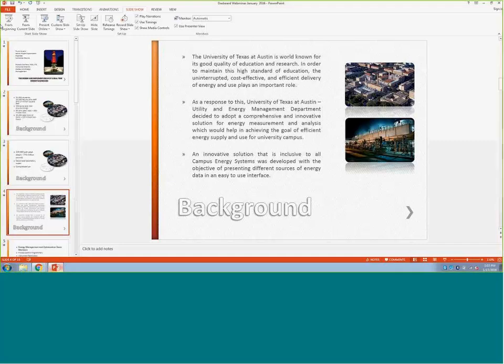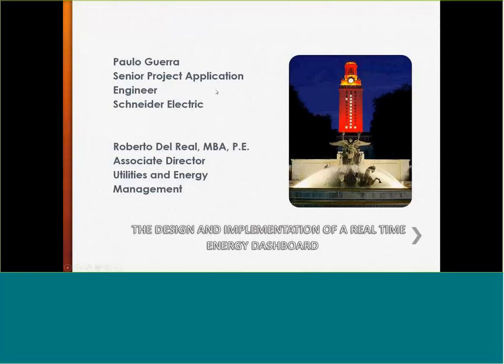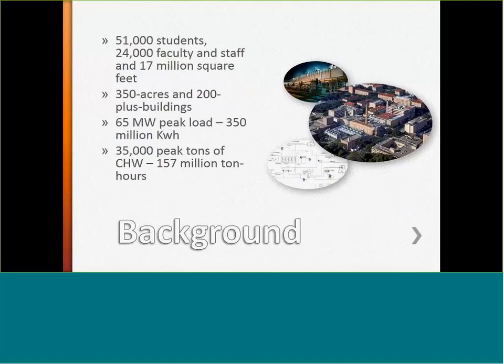So we'll give you a little background on what we do. As you may know, we're one of the largest campuses in the nation. We pride ourselves on being one of the world's top universities in terms of academics and research. The university has approximately 51,000 students, 24,000 faculty and staff combined, and about 17 million square feet of built space. We cover 350 acres and have 200-plus buildings.